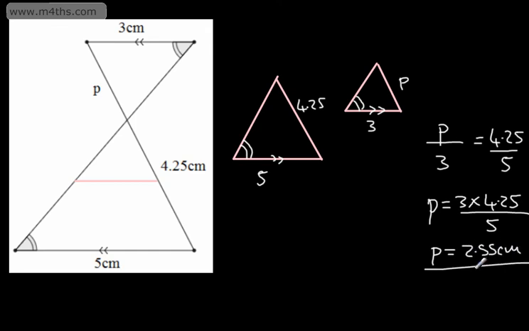So again, we're not given P in centimetres, so we just have to add that on. Could have gone either way with that. P over 4.25 is the same as 3 over 5. Would have got this same thing.